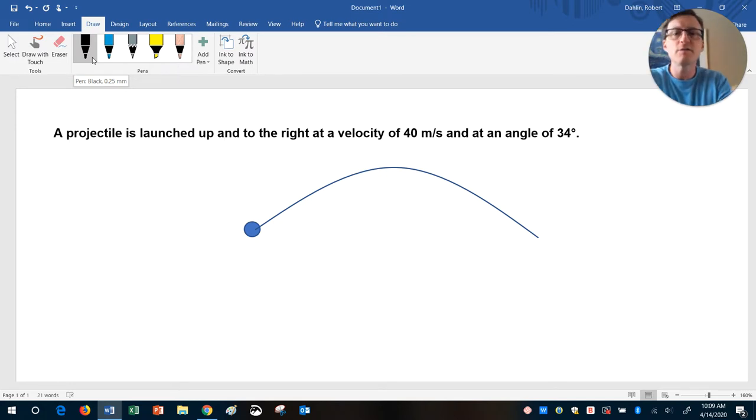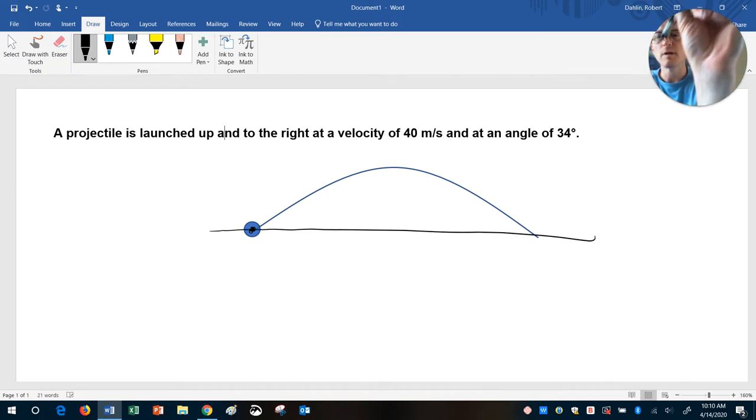So first off, take information from the question and draw that on here. We know that this projectile is launched at an angle of 34 degrees. Well, what does that mean? That means if you drew a line, let's just say this right here is the ground, if you drew a line from the ground as an arrow, that arrow has an angle of 34 degrees upwards from the ground. So 0 degrees would be straight side to side, 90 degrees would be straight up and down, so 34 degrees is about a third of the way up.